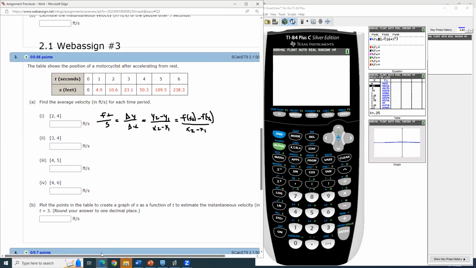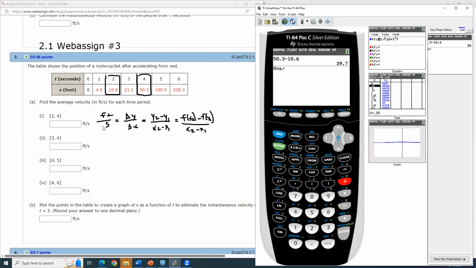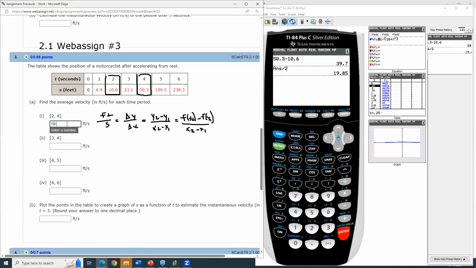Okay, so for this one, they want us to go for each time period. They're saying from 2 seconds to 4 seconds. So at 2 seconds, it looks like I am at technically 10.6 feet, and at 4 seconds, I'm at 50.3. So on my graphing calculator, I can say 50.3 minus 10.6, and then divide it by the change in x, which is from 2 to 4. It's 2. So it's just the slope between these 2 points, right? Does that make sense?